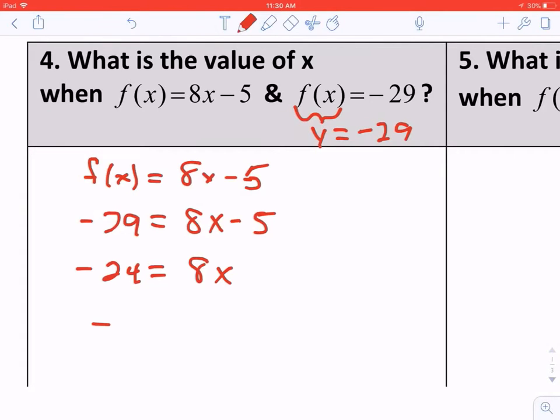Negative 24 divided by 8 is negative 3. 8x divided by 8 is x. Therefore, the x value is negative 3. To write our answer, we're going to write when x is negative 3, y is negative 29.